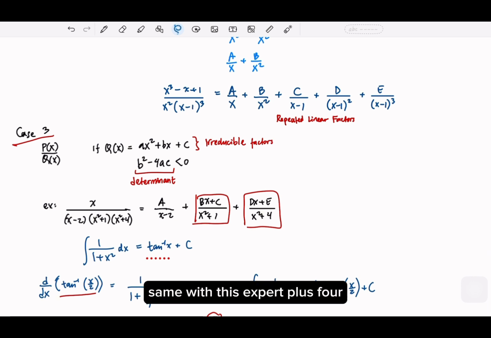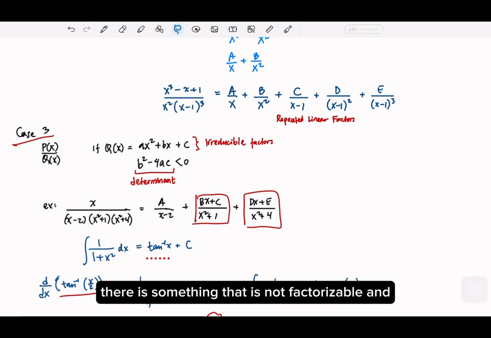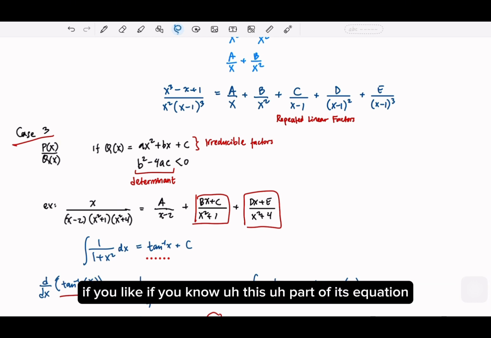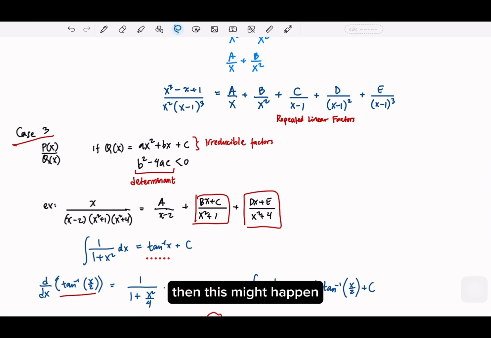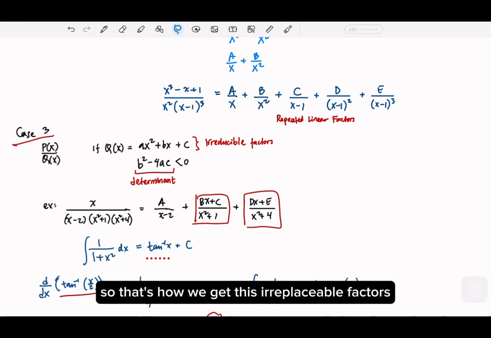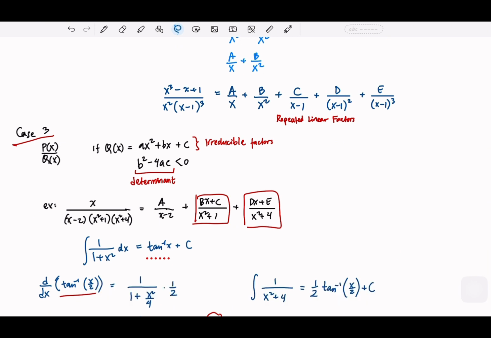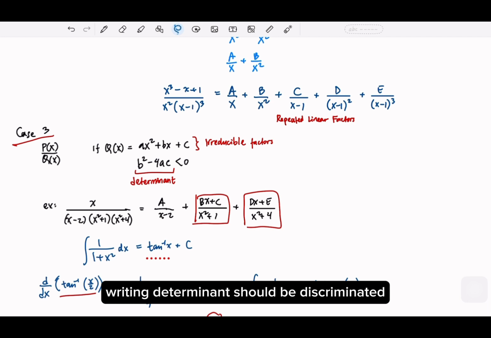Same with this, x squared plus 4. That is something that is not factorizable. If you know the quadratic equation, you remember b squared minus 4ac; we call this the discriminant. Whenever this is less than 0, then this might happen, the complex number. So that's how we get these irreducible factors. Why I'm writing determinant, it should be discriminant.